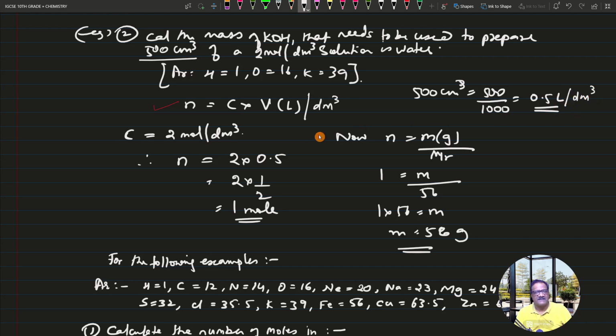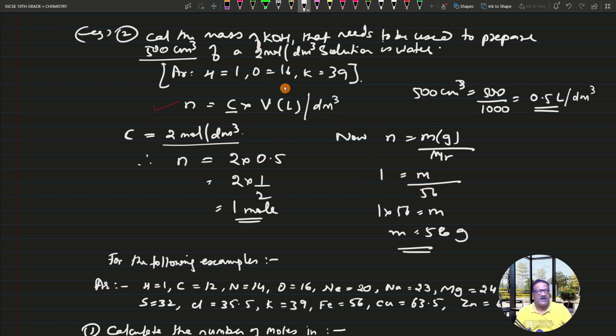Fine. Then the concentration of this particular KOH is already given as 2 mole per decimeter cube. So that you have to take as it is. So now substituting the values, you get N is equal to 2, that is concentration, multiplied by 0.5, which is the volume. And 2 multiplied by 0.5 works out to 1 mole. So the mole is equal to 1, okay, for this KOH.